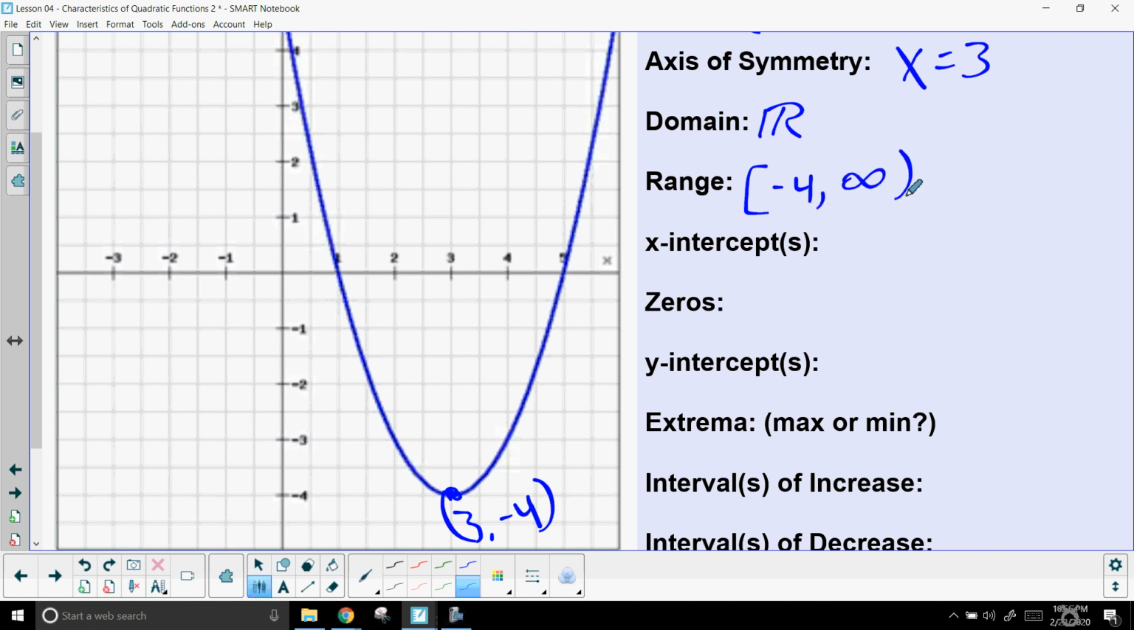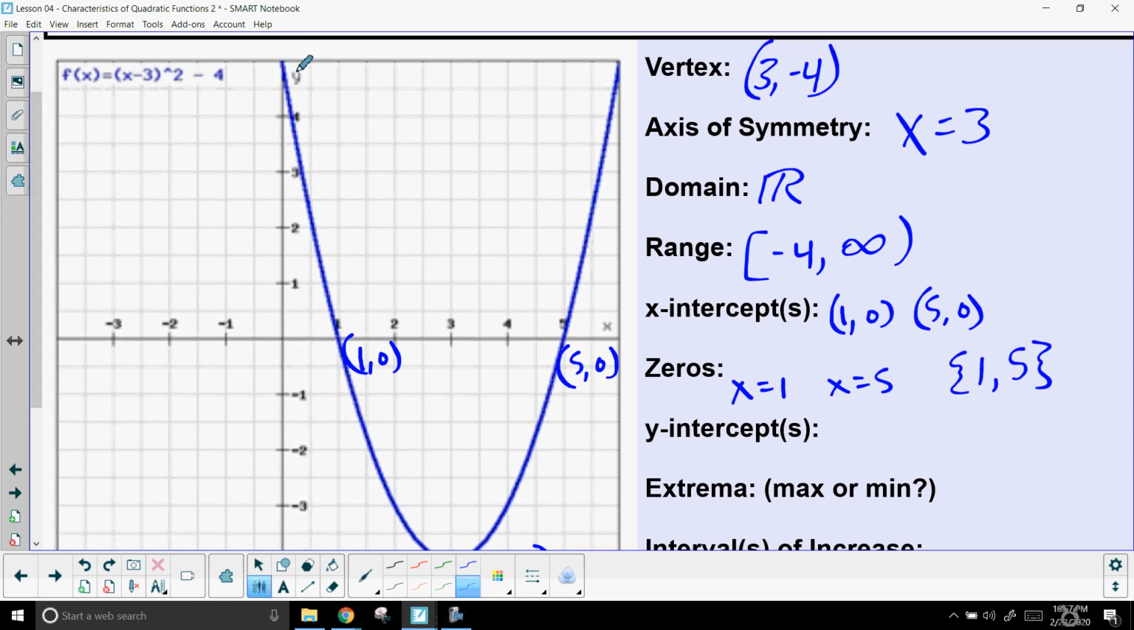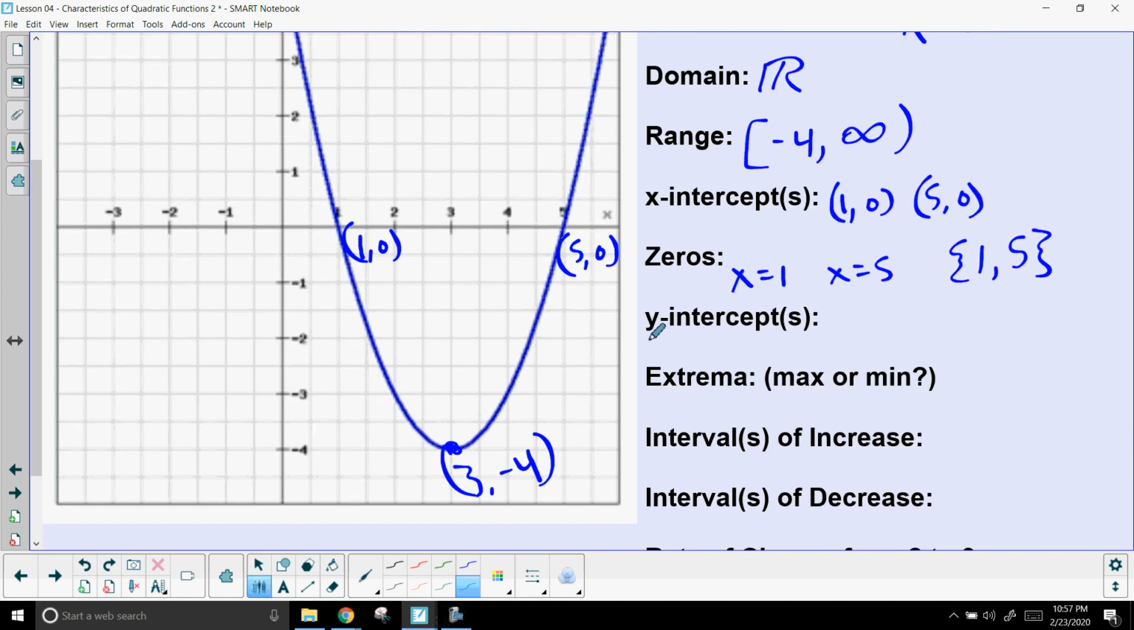X-intercepts, we have 1, 0 here, and 5, 0. Zeros, again, you could write it like this. Or if you want to be fancy, whatever floats your boat. Y-intercept. Scroll up and see that one. I'm going to give that a 0.5 up here. So 0.5. Again, you could plug in a 0 to find your y-intercepts. Pretty much for any function out there.